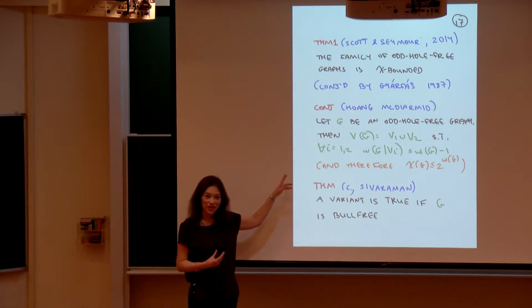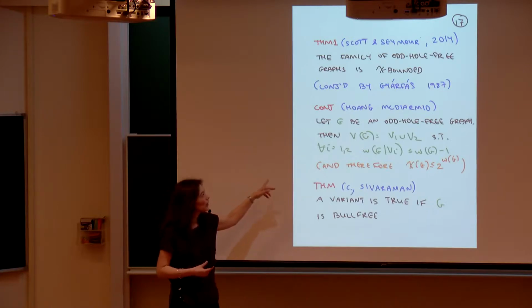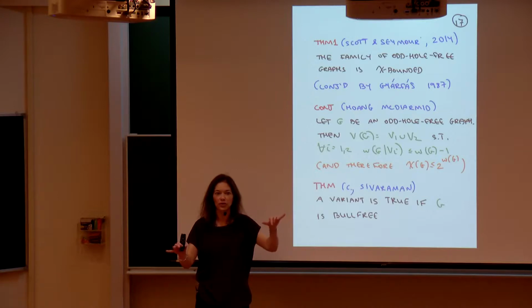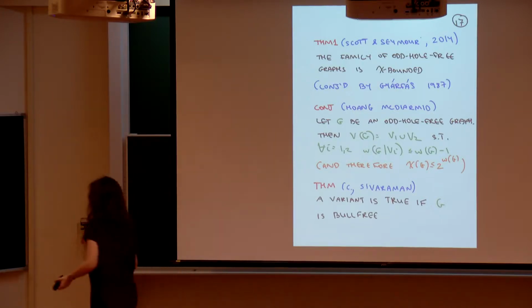There is a structural conjecture that would imply that. It's a conjecture of Huang and McDermott. They conjecture that in an odd hole free graph, we can partition the vertex set into 2 parts, so that in each part the clique number goes down. And that would imply chi-boundedness, because let's just see that.